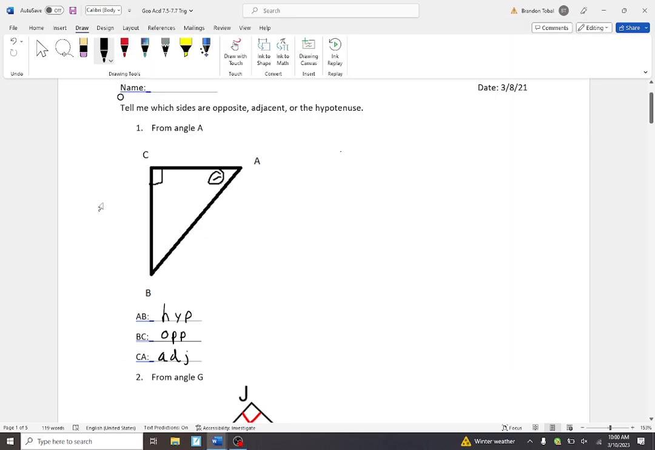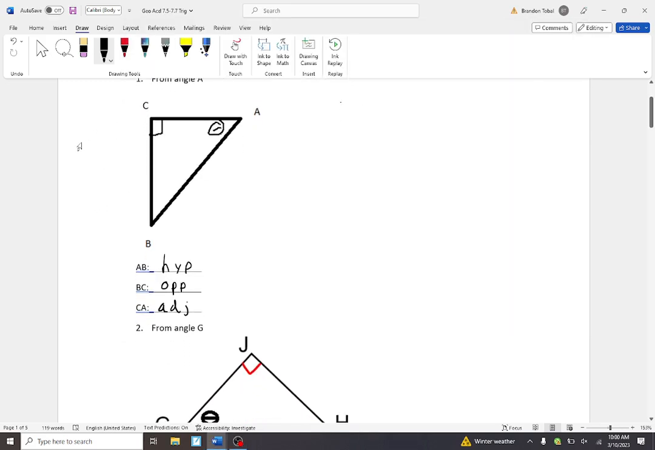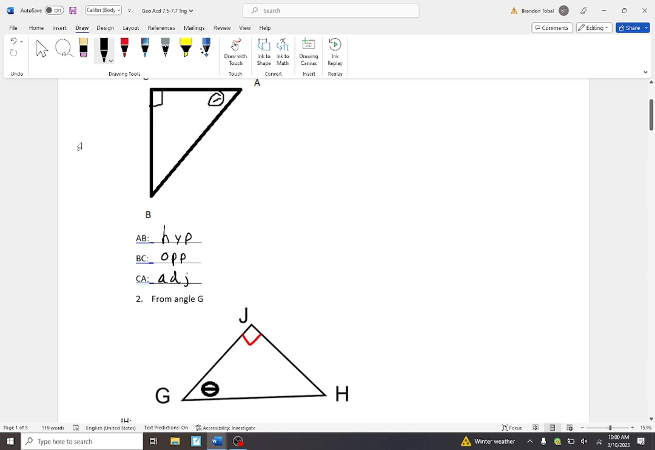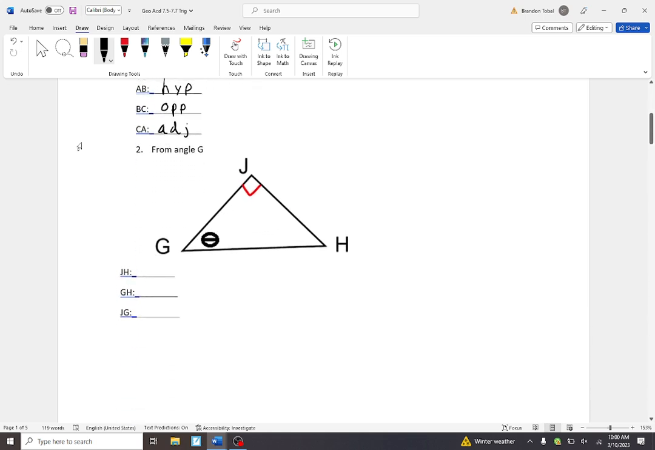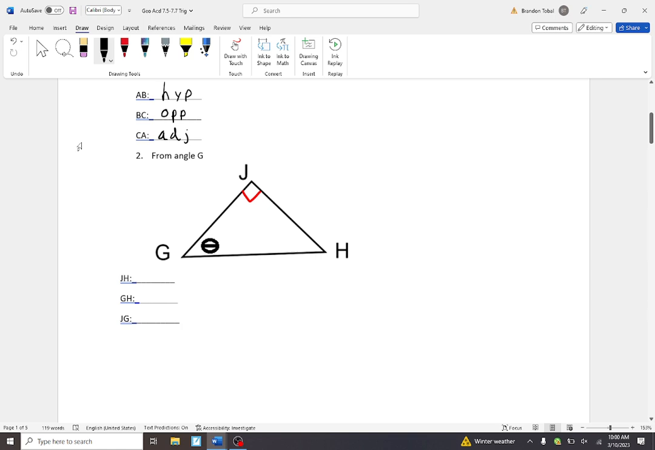Started recording. So, the first section, as I said earlier, is the section that's important, because if you can't do this, you will literally fail. You cannot do the rest of the test. Next one, JH, based off my theta. JH is my what? JH is opposite. Good. It is your opposite.